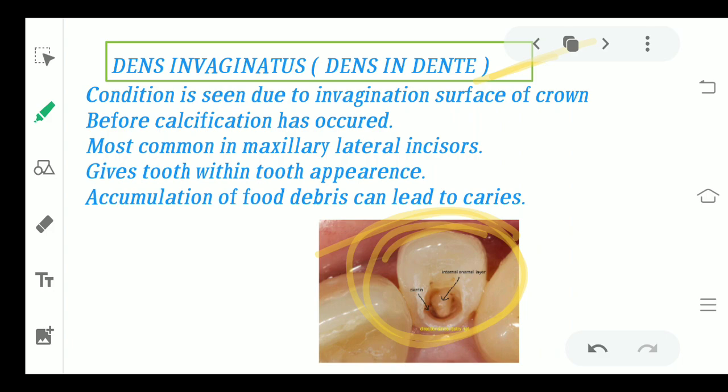So it is a condition in which the calcification of the crown has not occurred and invasion has occurred before that. It is most commonly seen in the maxillary lateral incisors. It gives a tooth within tooth appearance. As you can see, it feels like there is a small tooth inside the big tooth, and there is accumulation of food debris which can lead to caries because this is an exposed area. You see this small tooth inside structure, or this dens invaginatus, is a kind of structure which is being exposed. So it is very easy for the food debris to get lodged in this particular area.